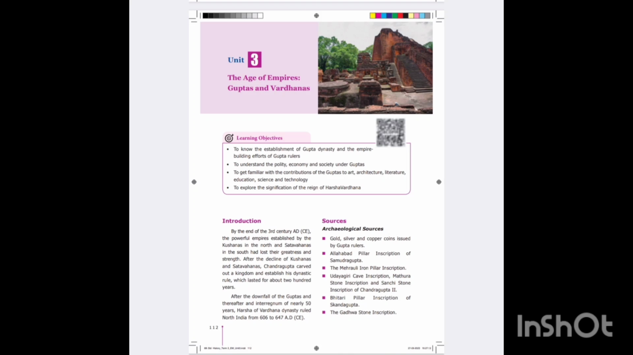Administration. The emperor was assisted by a council of ministers. The prime minister occupied the most important position in the council of ministers. Bhaga, Hiranya, and Bali were the three kinds of tax collected during Harsha's reign.